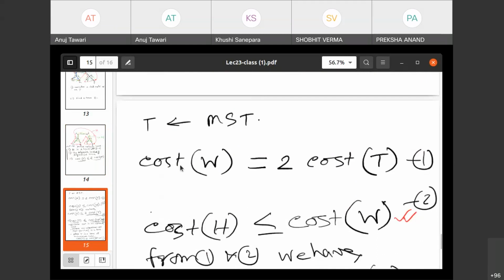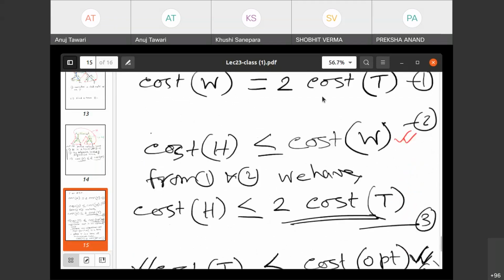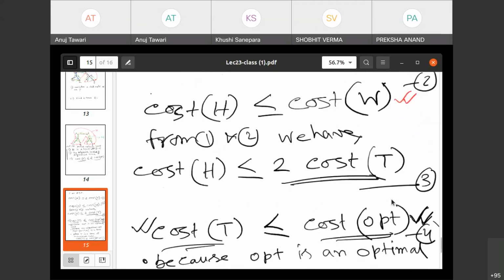Okay, so this equality comes from the minimum spanning tree computation part, and obviously DFS, and this inequality comes from the triangle inequality. And we just compare these two things, and so we get that cost of H is at most twice the cost of T. Okay, so we have compared our final tour with the cost of the minimum spanning tree here. Now how do we compare the cost of this minimum spanning tree with the optimal tour?